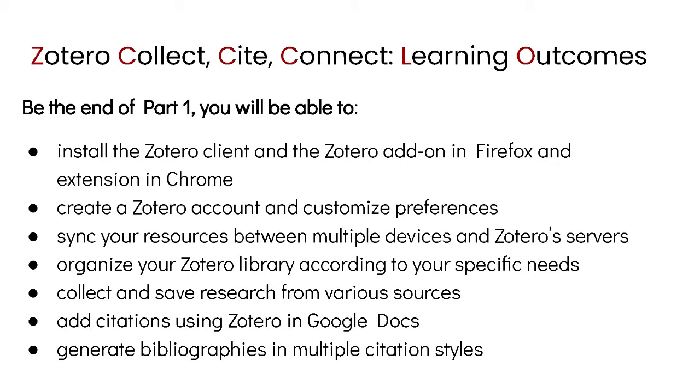So any word processor you're using, even if it's one of the free ones or if it's something proprietary like Word, you can integrate Zotero into your word processor so that you're able to add in-text citations and generate bibliographies very, very quickly and easily. And so that will be demonstrated. We'll be using MLA for that, just for keeping it simple.